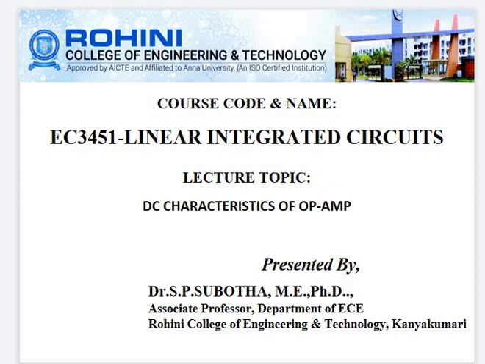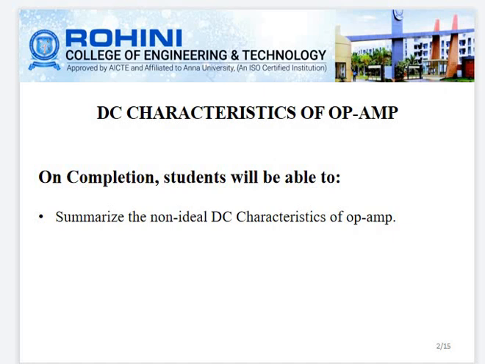Dear students, now we are going to see the topic DC characteristics of operational amplifier under the subject linear integrated circuits, and the subject code is EC3451.